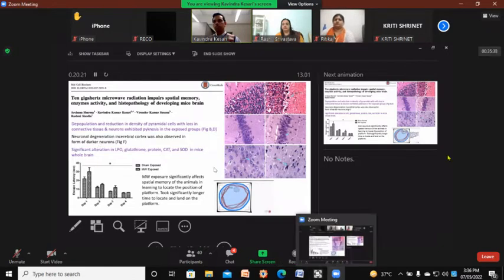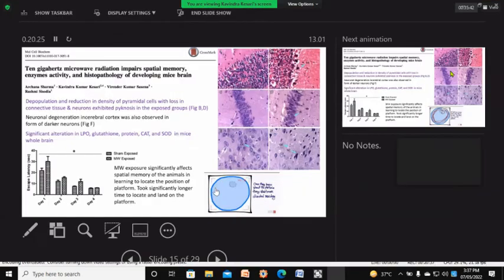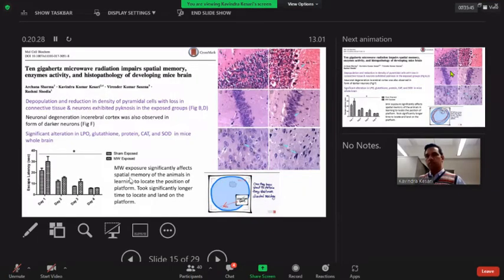So this is the first time training, the animal is taking more time to find the platform in the water. Once the animal is trained, it took less time. This is for the normal animal. And the third time when we proceed, the animal reached the platform very fast. This is for the normal animal, but for the exposed animals, they always took more time, as you can see from the figure. This is the exposed animal, and this is the normal animal.